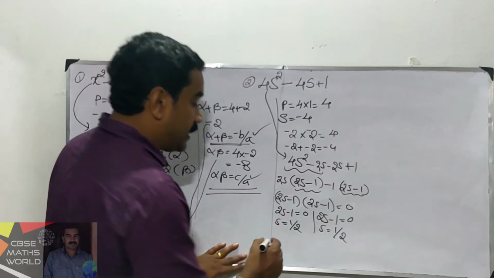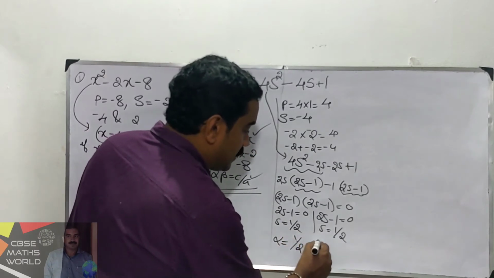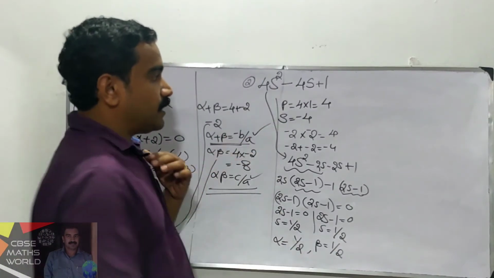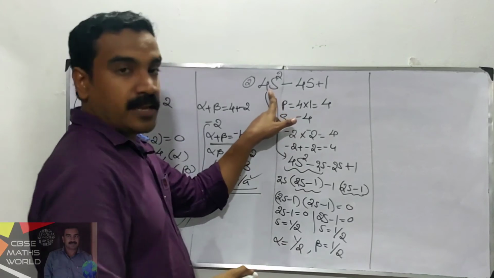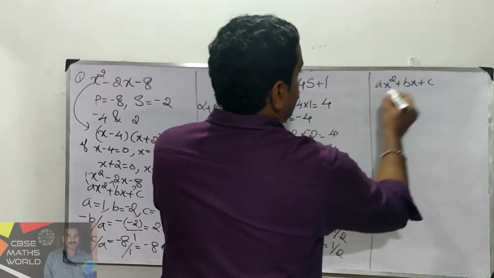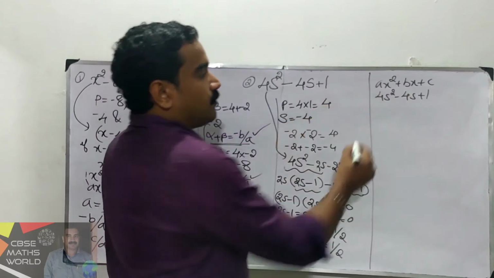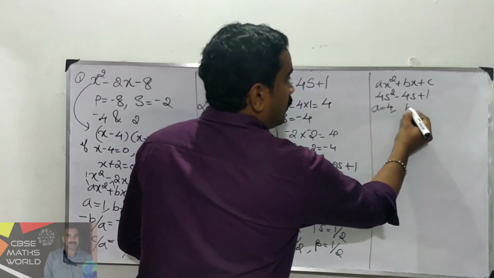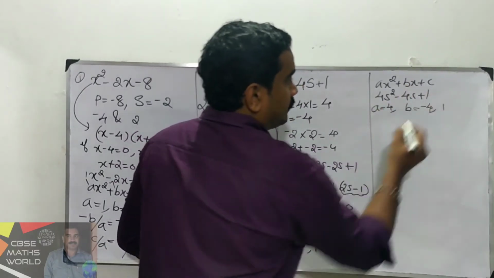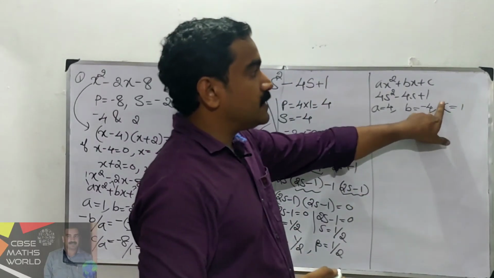Both the values are equal. So we can say that the first value is alpha. Alpha is 1 by 2 and the second is beta. Beta is also 1 by 2. So alpha is 1 by 2, beta is 1 by 2. From this one, we can write a, b, c. If you compare this with ax square plus bx plus c, you will get this is 4s square minus 4s plus 1. What is a? a is 4. And what is b? b is minus 4. And what about c? c is 1. So a is 4, b is minus 4, and c equal to 1.